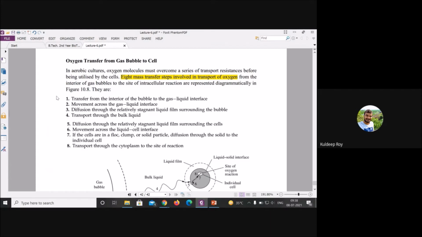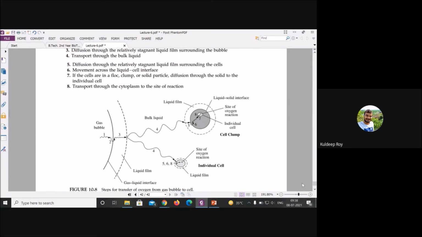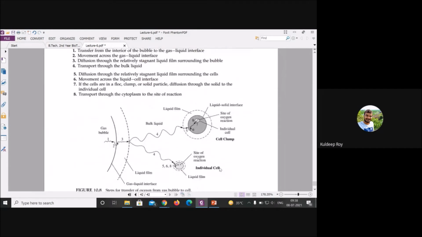Okay, we will see 8 mass transfer steps. He has mentioned 8 steps that the oxygen has to follow and cross, and only then will it reach a particular cell. Now this is the whole picture.